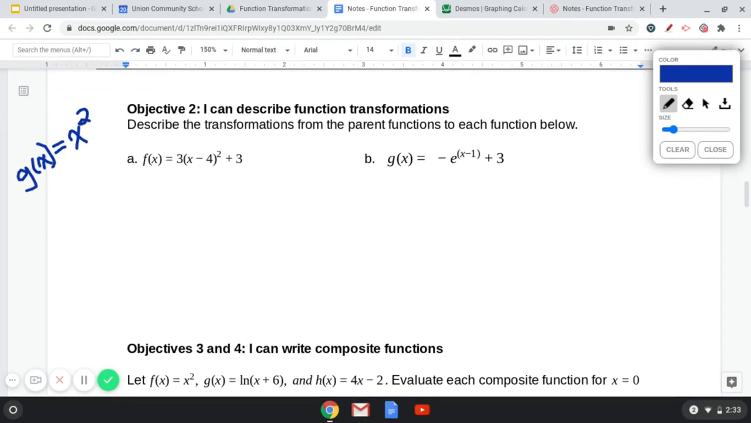So keep in mind, we've got a 3 here, we've got a minus 4 here, and a plus 3 out here. And we need to figure out what each of these numbers will do to the graph. And we can graph this, or we can use our rules. I'll just use the rules, and you can double check by looking at the graph. So let's see, start on the outside. We'll start with this 3. So that will be a vertical shift up 3 units.